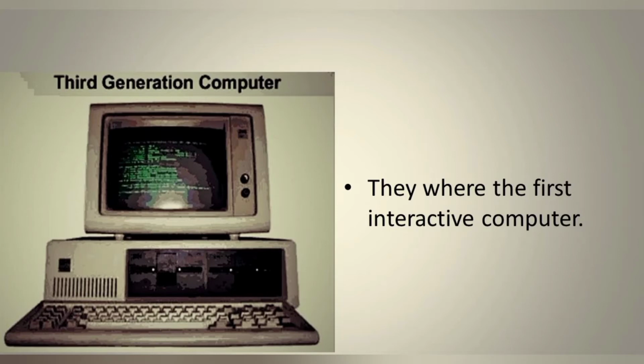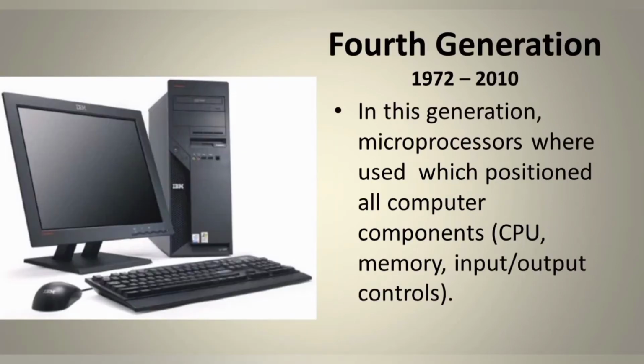The integrated circuits brought about more tasks. The first generation computer could do only one task at a time, but in the third generation, more tasks were done. Now, the fourth generation spans from 1972 to 2010. This fourth generation brought about the microprocessor, which was used to position all computer components like the CPU, the memory, the input and outputs. Now, if you can see in the picture, these fourth generation computers are even still in use to date.